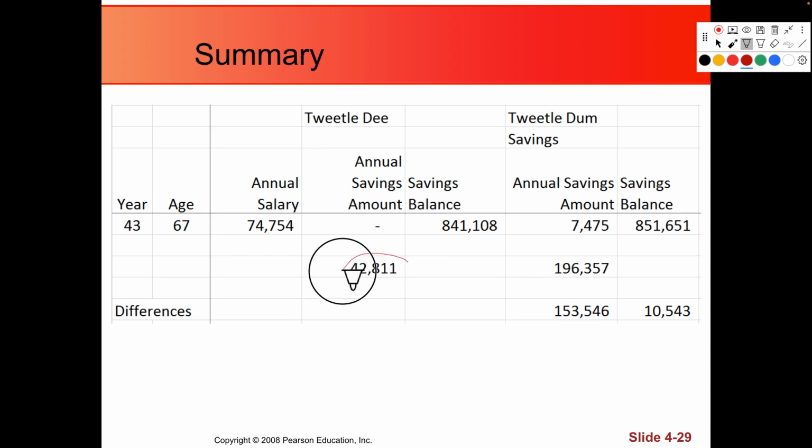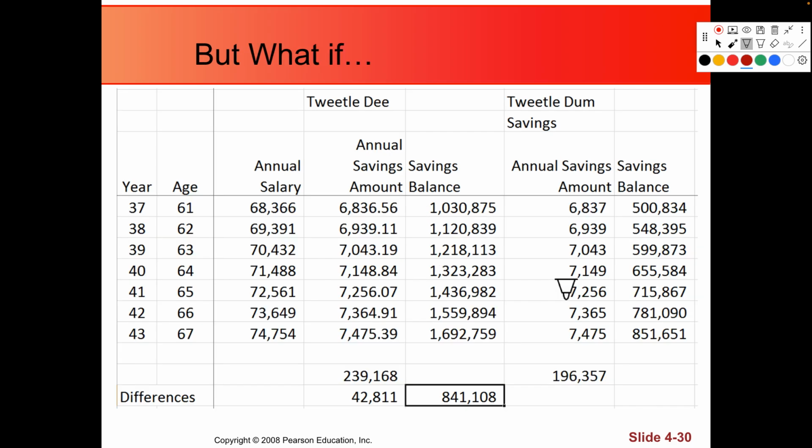In that case, Tweedledee only put in 42,000, whereas Tweedledum put almost 200,000 into his account to get about the same thing. So that's that time value. But had Tweedledee kept going, he would have had twice as much, $1.6 million versus $851,000. And again, he put in a little bit more in those early 10 years, but that extra 42,000 got him an extra 841,000. So start early. When you get a job, if they have a retirement plan, sign up for it, especially if they have a match. A lot of them do.